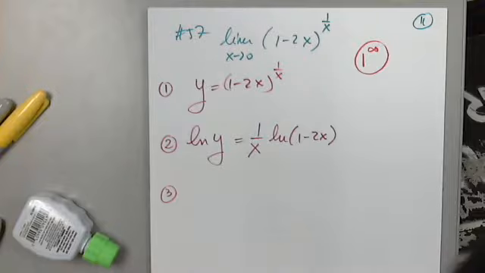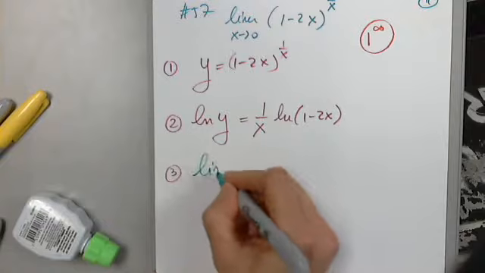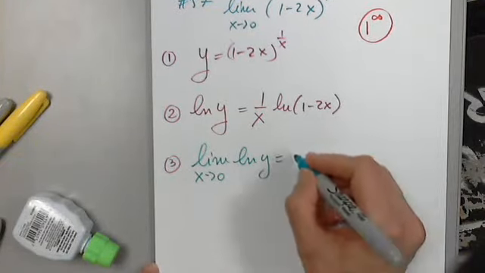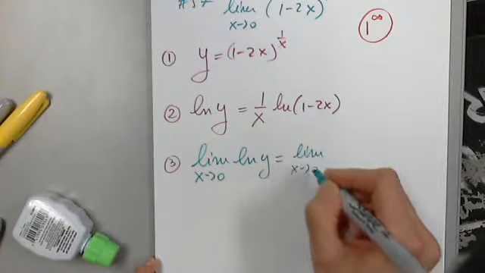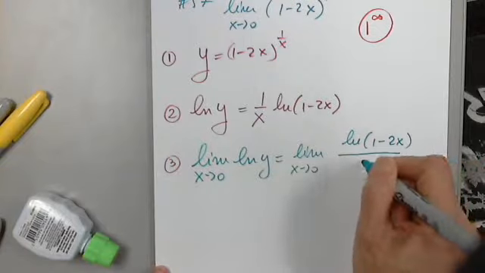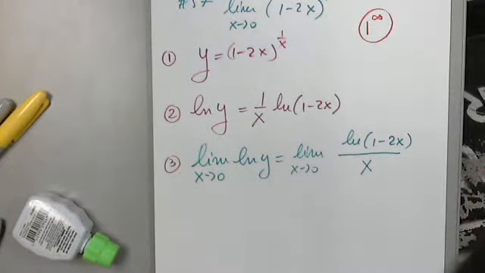Now I need to apply to both sides what? The limit operator. So limit as x approaches 0 of natural log y must equal limit as x approaches 0 of natural log in parentheses 1 minus 2x over x. I have to test again. What do you hope for? Since it's a ratio, 0 over 0. Exactly. So let's plug in 0.